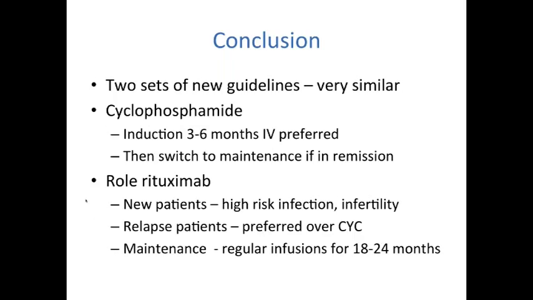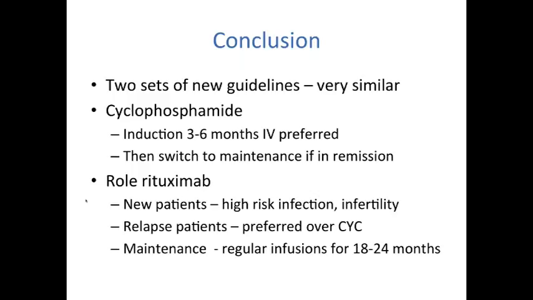So in conclusion, there have been two new sets of guidelines produced. They're relatively similar. Both sets were produced in Europe, and therefore there's some European practice bias. Cyclophosphamide remains one of the keystones of treatment. Conventional classical therapy is 3 to 6 months of cyclophosphamide. There's a preference for intravenous therapy over oral therapy, and then switch to maintenance once in remission.